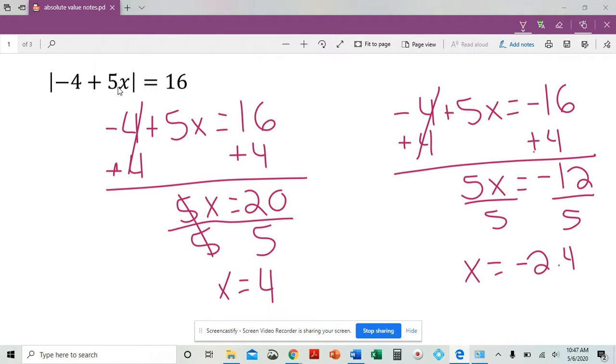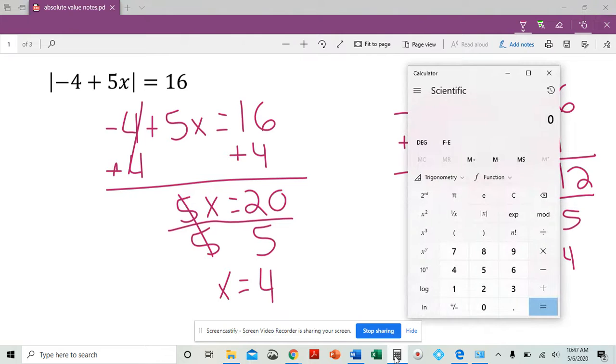So 5 times 4 is 20. Negative 4 plus 20 is 16. Boom, we got it. All right, 5 times negative 2.4.